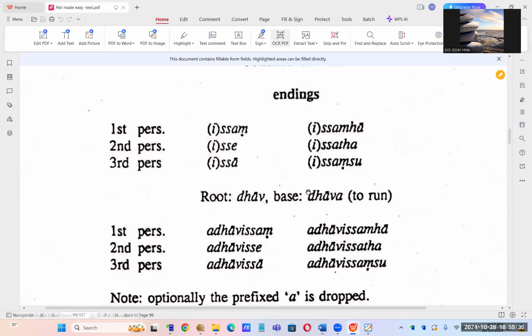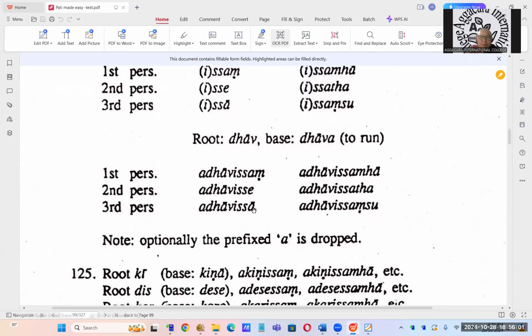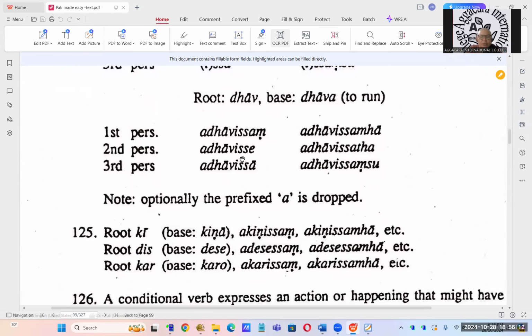But "issa" is future already. "Issa," "issati," future. This "issati" for conditional is like future, because we translate "if something." Anyway: "a, issa, issa, issamsu, isse, issatha, issam, issamha." So "agamissa, agamissamsu, agamisse, agamissatha, agamissam, agamissamha." But sometimes we can drop the "a" also.